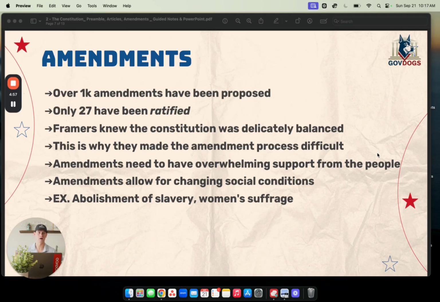As slavery became less and less popular, the Constitution allowed for people to vote that out of the Constitution, to make it illegal, to abolish it. Same thing with women's suffrage. Obviously women have the right to vote now, and because of changes in the social climate, states were able to vote on whether or not to give women the right to vote, and that's what we call women's suffrage.